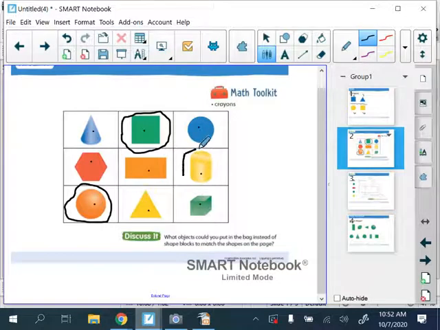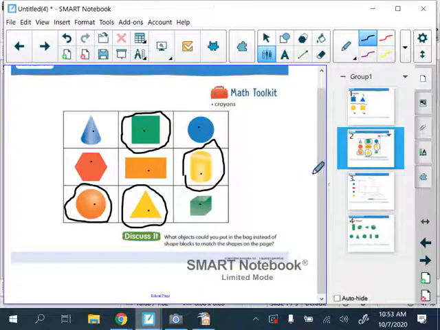Did you put a ring around the cylinder? Nice job. All right, last one. This shape is flat and it has 3 sides. It's flat and has 3 sides. Did you put a ring around the triangle?